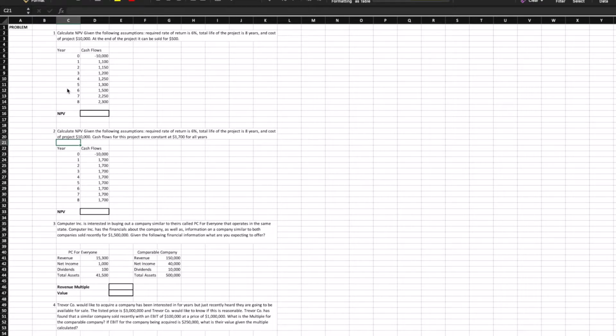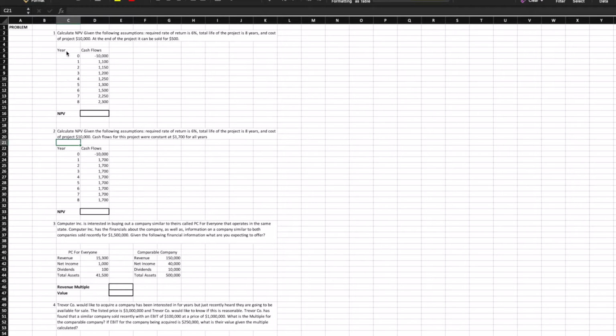In this, we'll be looking at how to calculate discounted cash flows, as well as NPV for these problems, as well as using market multiples to find a value. So for problem number 1, calculate NPV given the following assumptions. We have a required return of 6%, a total life of the project being 8 years, and the cost of the project being $10,000. At the end of the project, the project has a salvage value of $500.